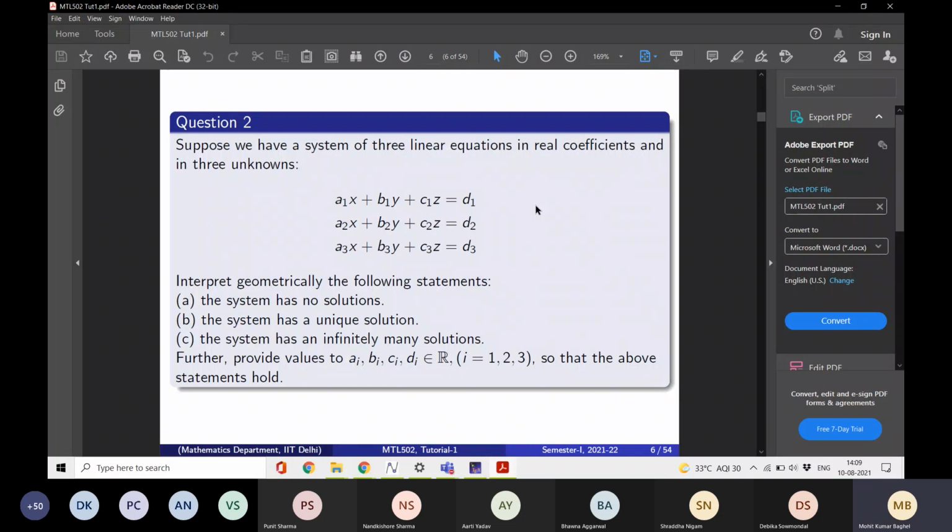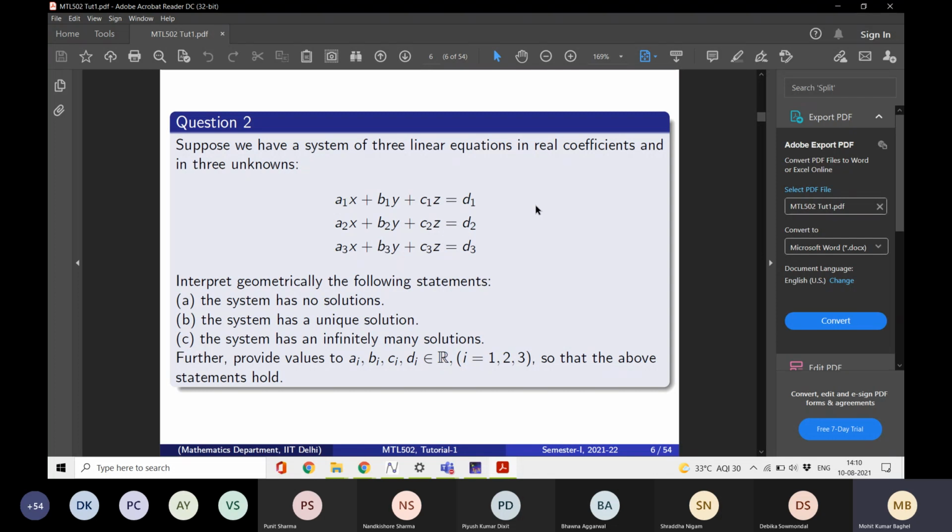Sir, in question 1, what is the condition on A1, A2, A3 in the infinitely many solutions case? The question says to provide values to Ai, Bi, Ci. I find the no solution case and the unique solution case, but in the infinitely many solutions case I have a doubt. So I am asking. Okay, so what is the solution?